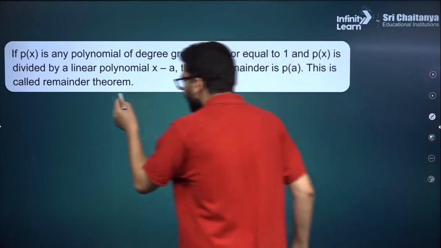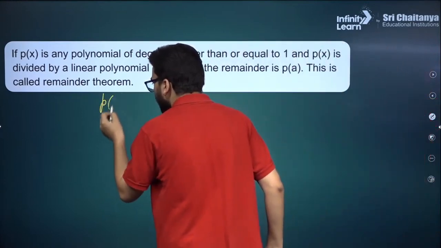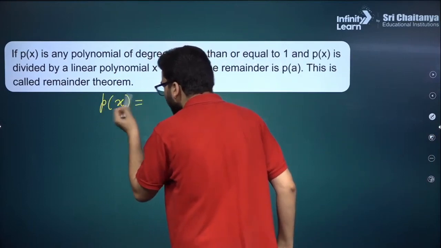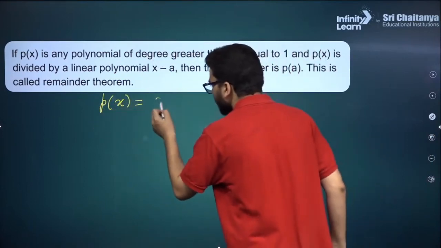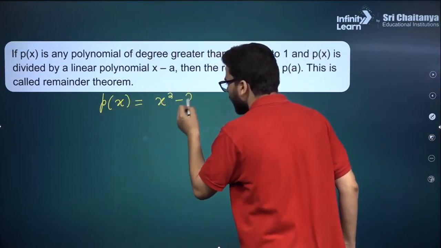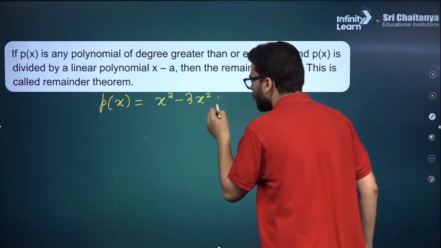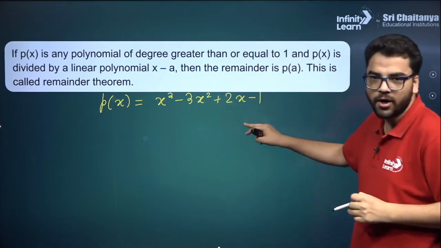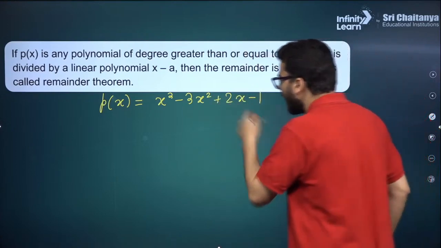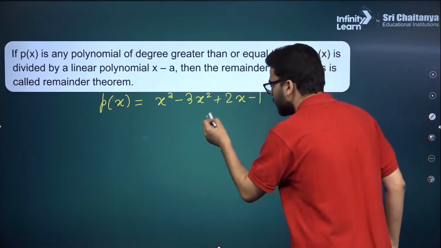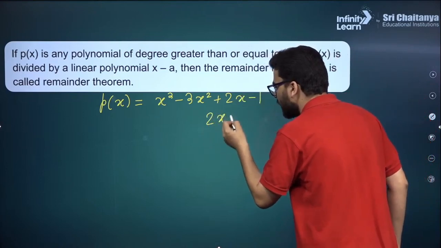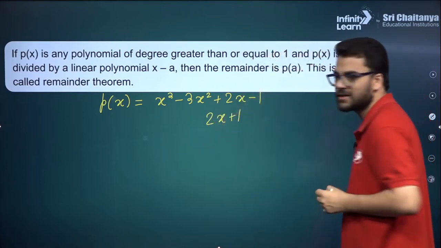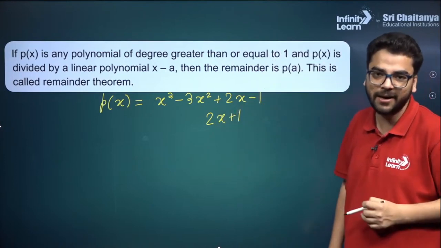For example, if I have got a polynomial of degree greater than or equal to 1. Suppose I am taking a 3-degree polynomial over here, a cubic polynomial. Suppose I have got this polynomial, right? And I want to divide this polynomial by a linear polynomial. Suppose I want to divide this polynomial by the linear polynomial 2x plus 1. So what will be the remainder?